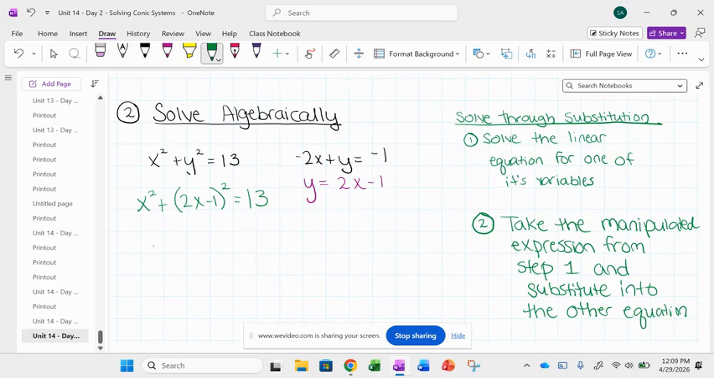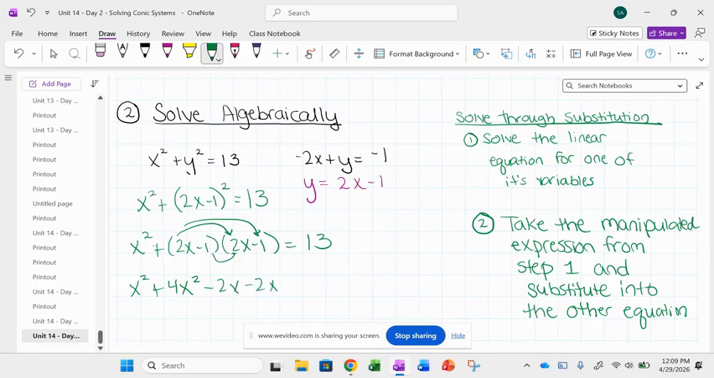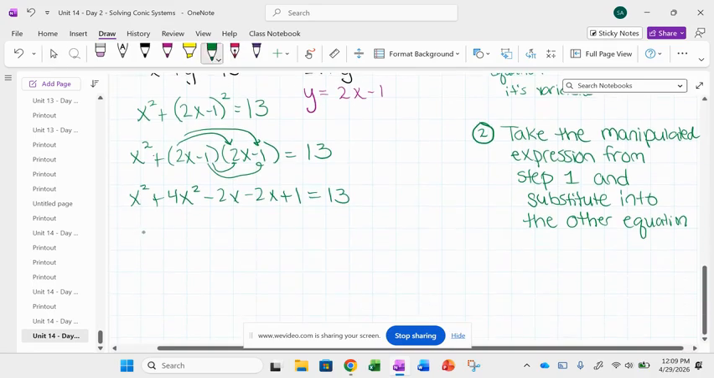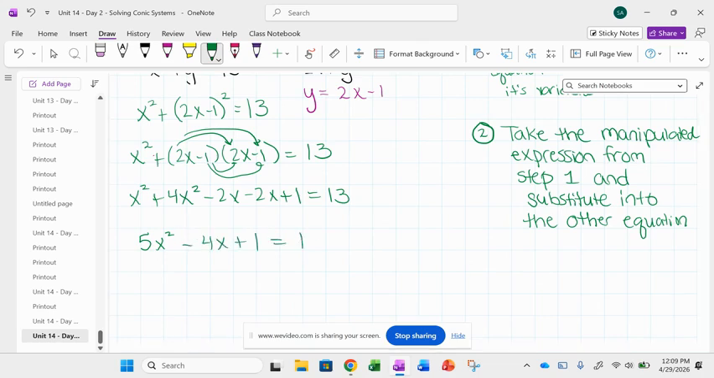So now, since I can't square root both sides, I'm going to have to expand this left side. I'm going to have to FOIL out 2x minus 1 quantity squared to combine my like terms. So I have x squared and then 2x minus 1 times another 2x minus 1 equals 13. So now we FOIL. So we have x squared plus 4x squared minus 2x minus another 2x plus 1. Combine our like terms. So now I have 5x squared minus 4x plus 1 equals 13.